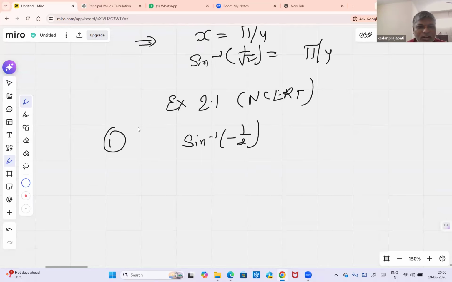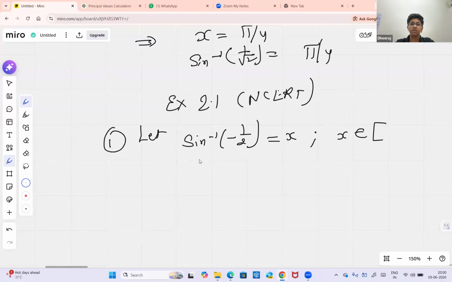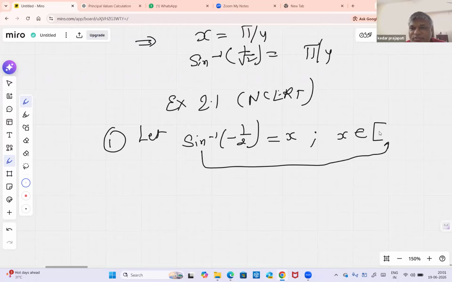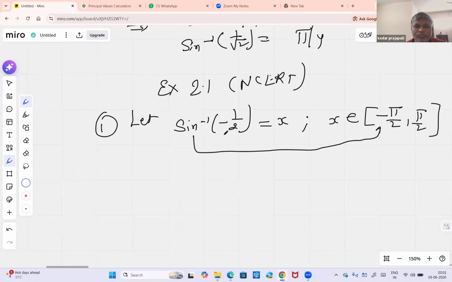So what should we assume? Let this be equal to x. Now we also have to write the range. x belongs to the range of sine inverse, which is minus pi by 2 to pi by 2. Now we simply solve it. Sine x equals minus half. Just keep solving this side.